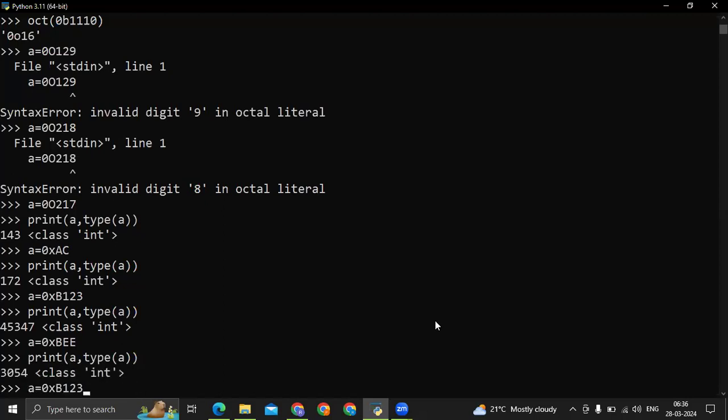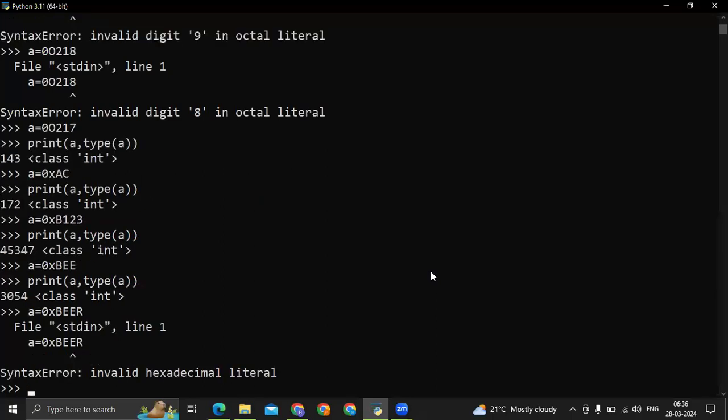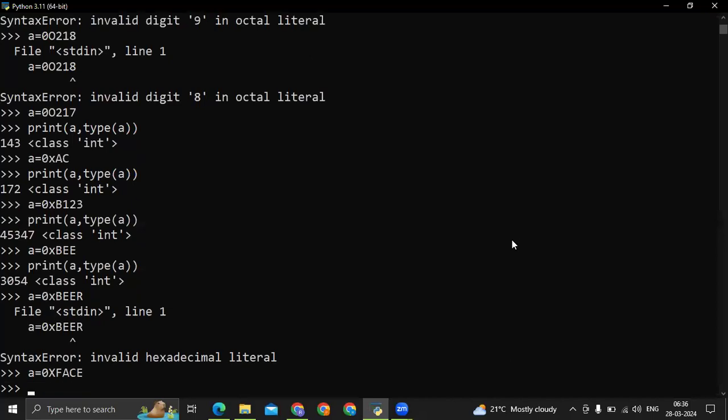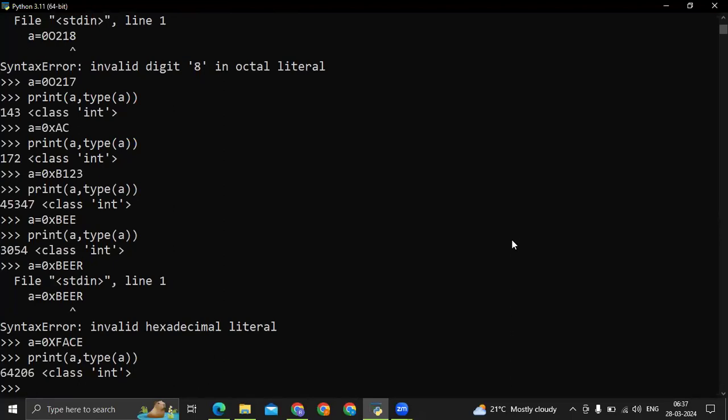In spite of this, if I write BEER, I'll get the error: invalid hexadecimal literal, because we have only till F, not R. Now, if I write A is equal to 0x FACE, now print A, type of A, it's converted.